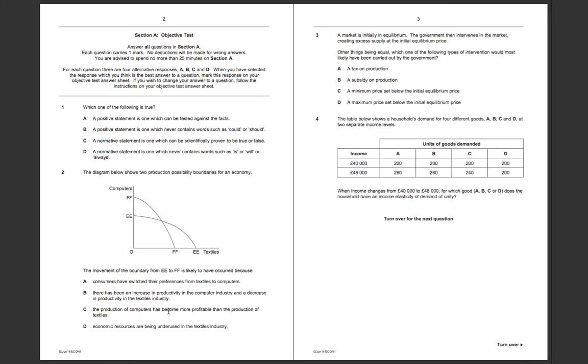C doesn't show us that the production of computers has become more profitable, because we don't have the given information to be able to tell this. And D, economic resources are being underused in the textiles industry. Well, if this is the case, that could have been shown by a point within EE, because this would have shown us that resources are being underutilized, which means that there would be a point within the curve. That wouldn't necessarily show us a new curve, which, as I just explained, has shown us the resources used to make computers are more productive. So more computers can be made compared to textiles.